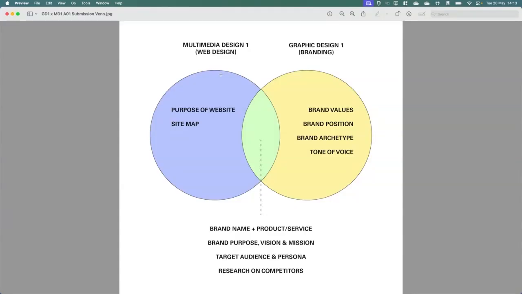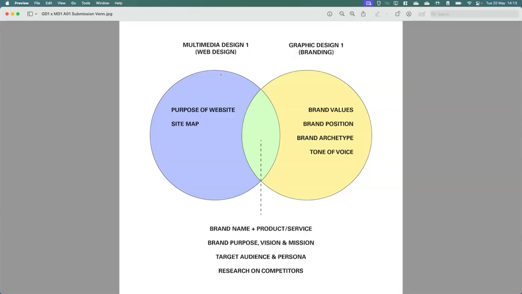Specific for the branding subject, these are the extra things that you need to have in your slide. Your brand value, right? I keep asking you, what is your brand value? Are you friendly? Are you professional? Are you serious? Are you luxury? Are you casual? What is the brand position?